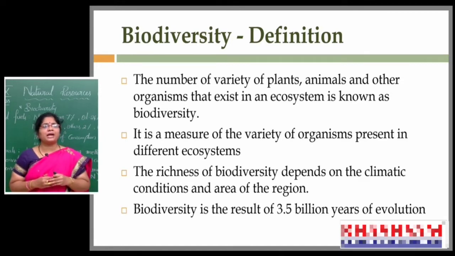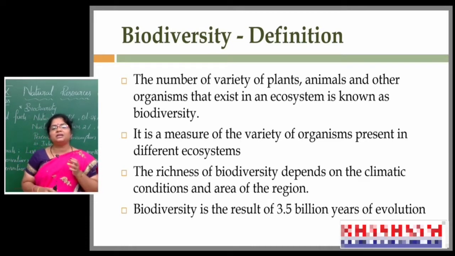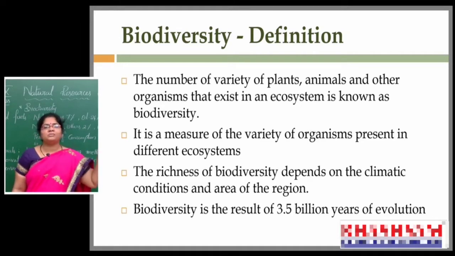It is a measure of the variety of organisms present in different ecosystems. Each and every ecosystem won't consist of the same kind of organisms. Different ecosystems consist of different types of organisms. The richness of biodiversity depends on the climatic conditions and area of the region. If the climatic conditions are suitable, we are able to observe different forms of living things. If the conditions are not suitable, if it is a desert, you can't see many organisms or much diversity. If it is a tundra zone, a frozen area, then in those areas also you can't see different types of living forms. So climatic conditions are essential for seeing different forms of living things in the ecosystem.